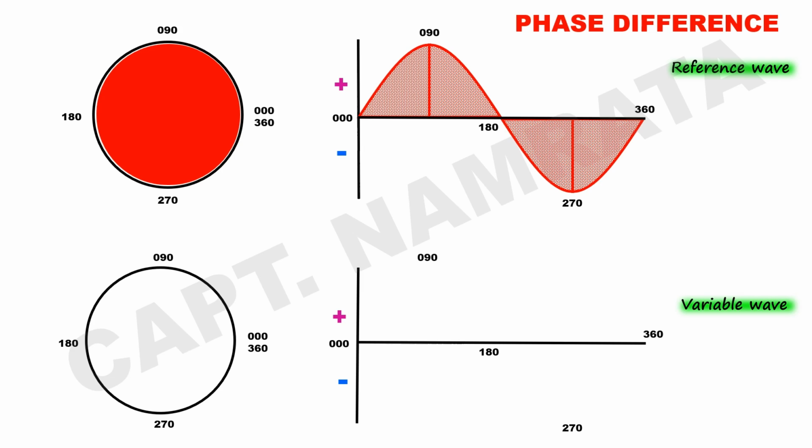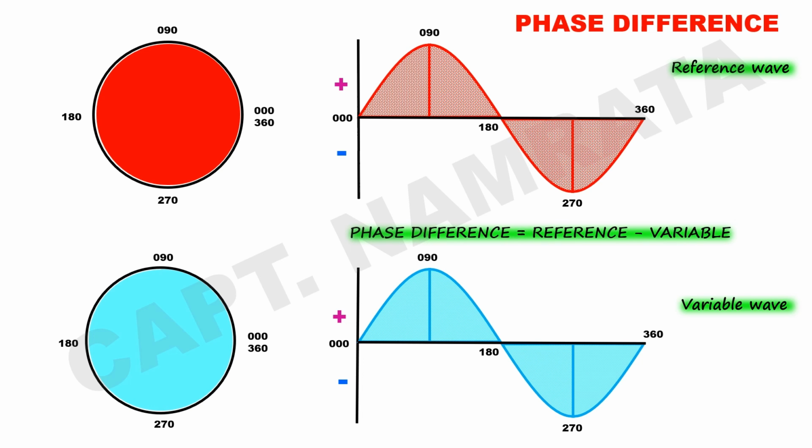Now, let's see how the variable wave starts. It starts from 0, goes to 90, comes back to 180, goes to 270 and back to 360. Now, when we take the phase difference, it means that we are taking the difference between reference and variable. Actually, what we are doing is comparing the crest of the reference wave with the crest of the variable wave, or the trough of the reference wave with the trough of the variable wave. If these points are aligning, then we can say the phase difference will be 0.